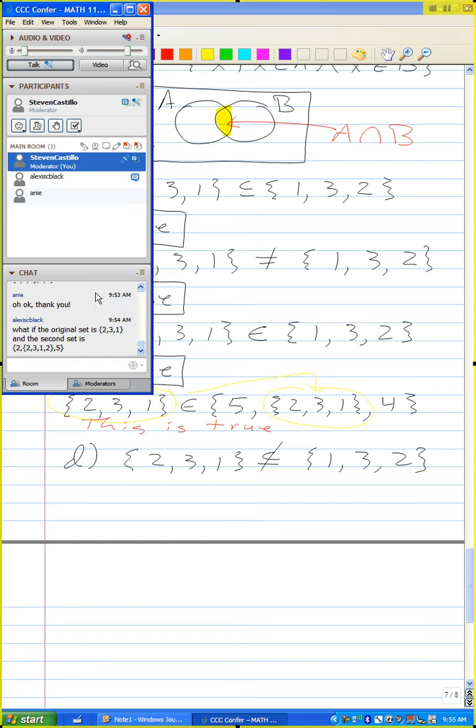Then yes, {2, 3, 1} would be a member of the set. Doesn't matter if you have some extra. Usually we don't write the duplicates because it doesn't make any difference. But duplicates don't matter. The fact that you wrote the number 2 twice doesn't make any difference. It's still the same set. Okay.